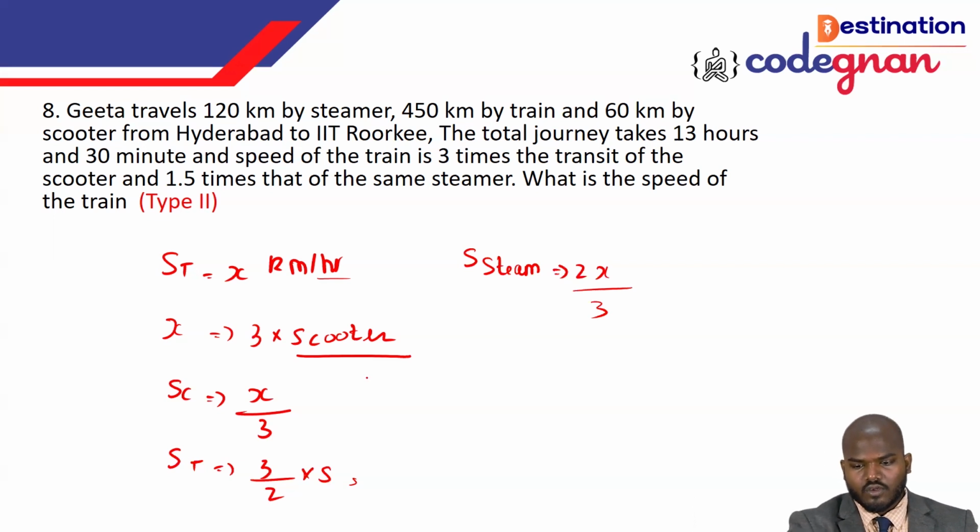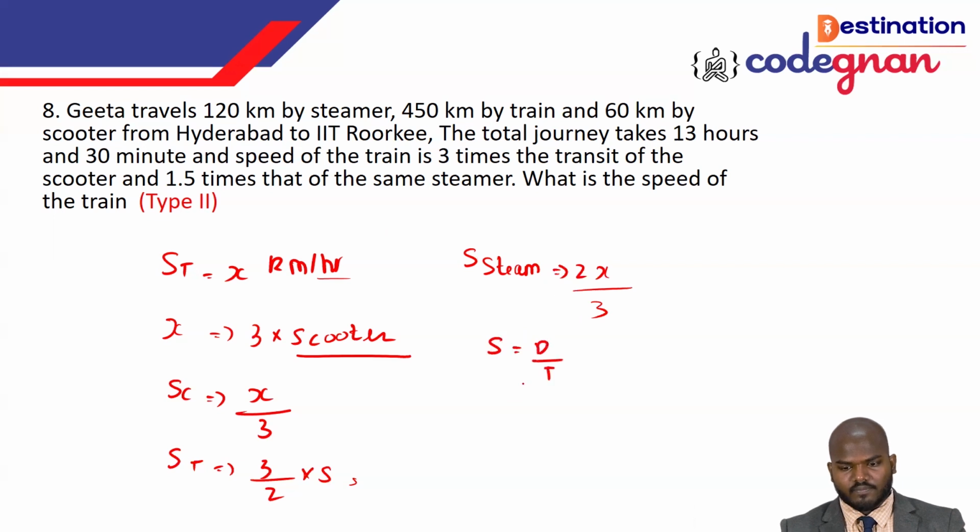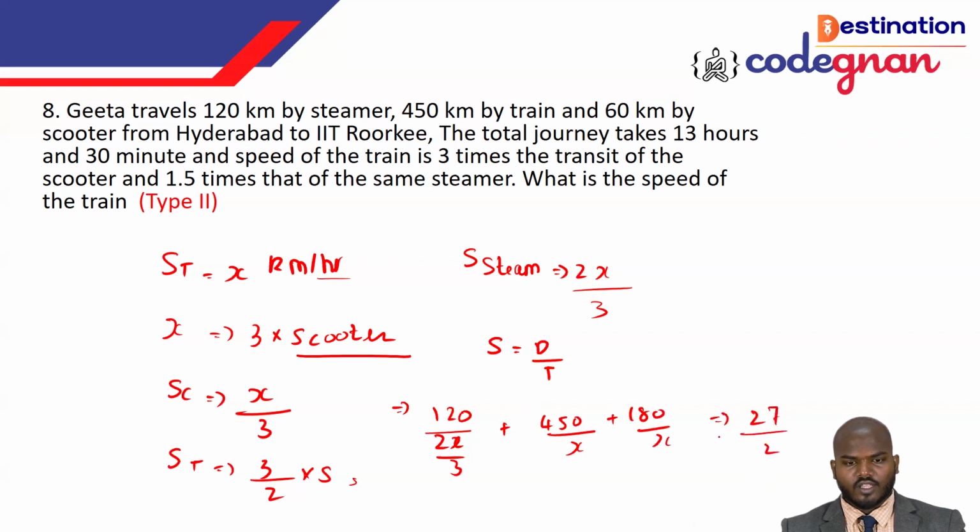Going onwards, that's the speed of the train. We know speed is equal to distance over time. There is 120 kilometers traveled by steamer, whose speed is 2x by 3, and the next 450 by train, whose speed is x. And the remaining 180 kilometers, we can call it 27 by 2 in time.